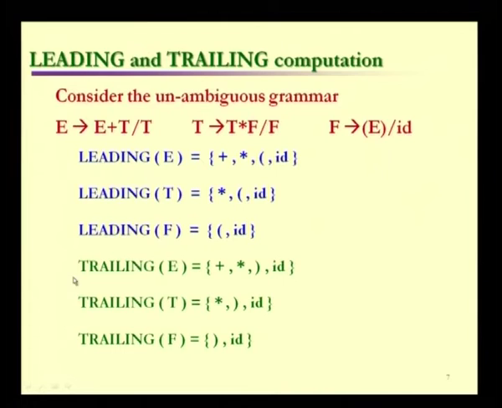So, if you are computing the trailing of E, we will have plus, star, closing bracket and ID, and trailing of T is star, closing bracket and ID, and trailing of F is going to be closing bracket and ID. So, that is about the leading and trailing set computation for the expression grammar.